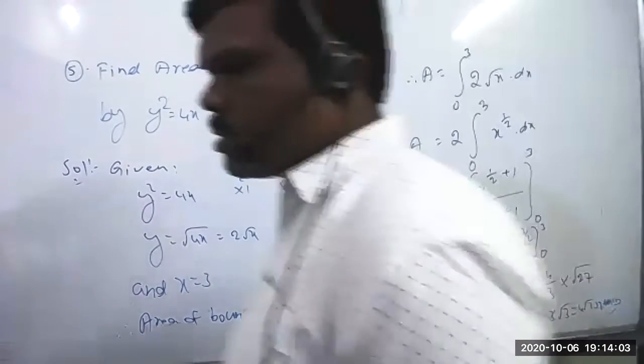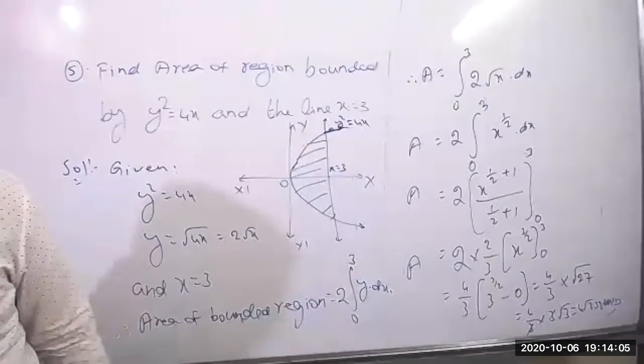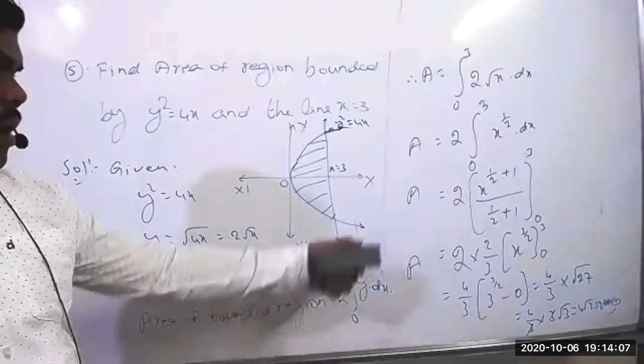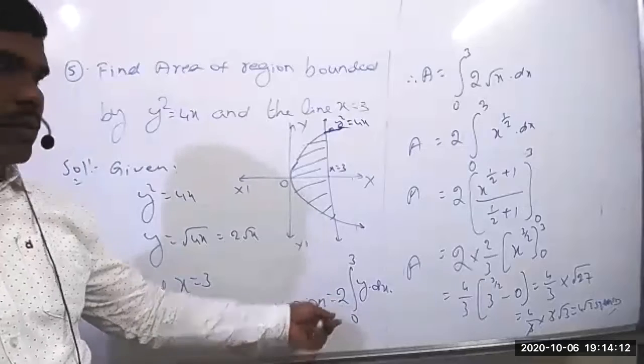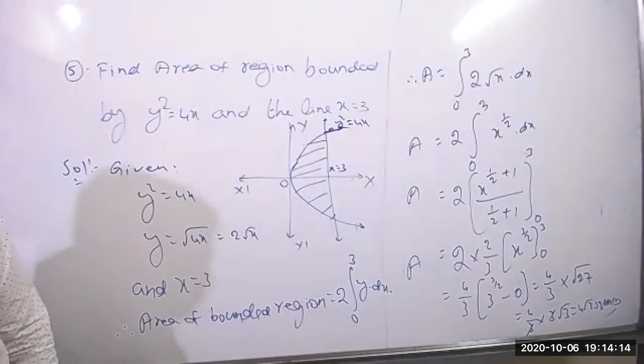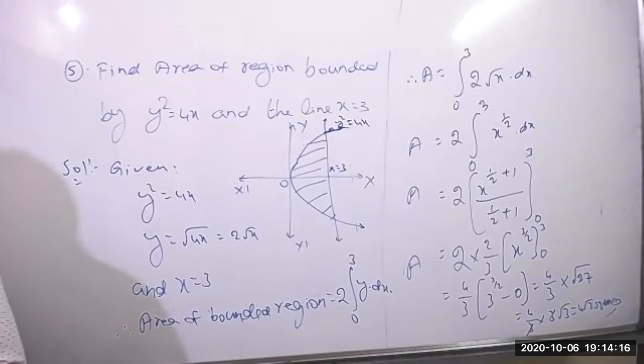Do we multiply by 2, sir? Multiply by 2, yes, because I took the formula directly with the 2 multiplied at the starting only. Okay, sir. So the answer is 4 root 3 square units.